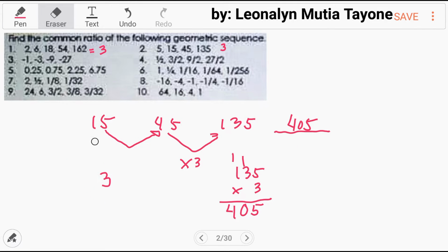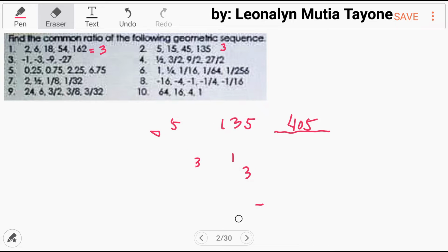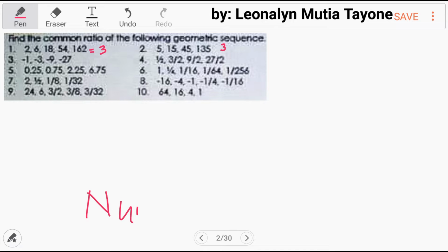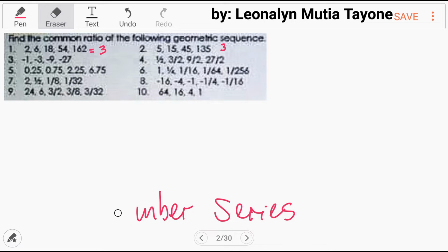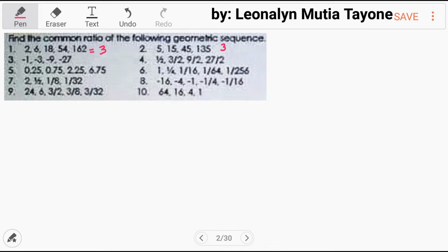Next, dito na tayo sa number 3. By the way, itong geometric sequence ay hindi nawawala sa mismong civil service exam. Hanggat merong tinatawag nating number series, isa yan sa mga tips in identifying the pattern sa mismong number series. So anyway, proceed na tayo sa number 3.